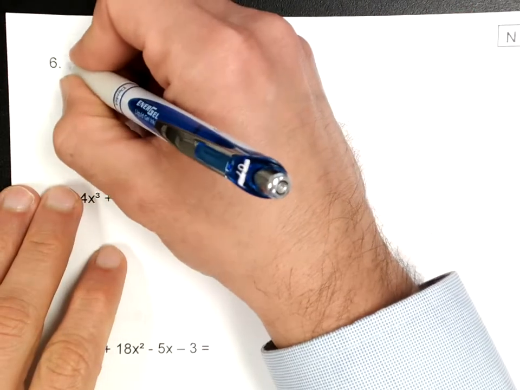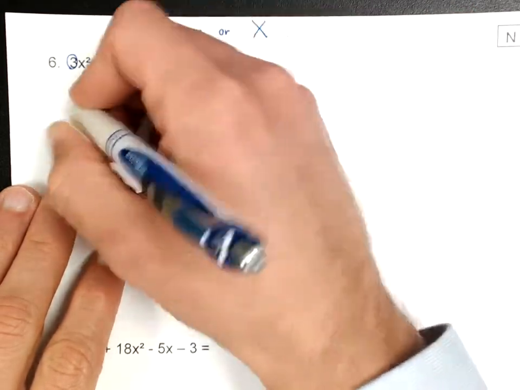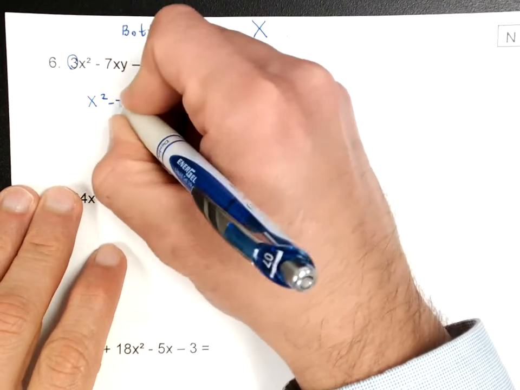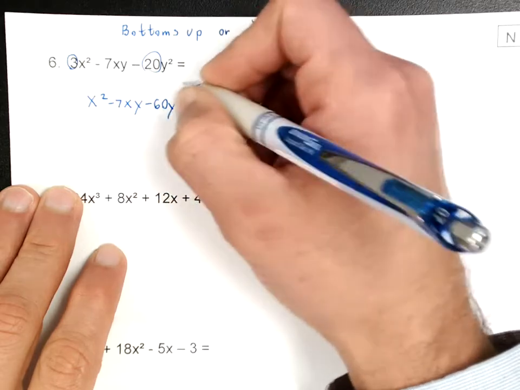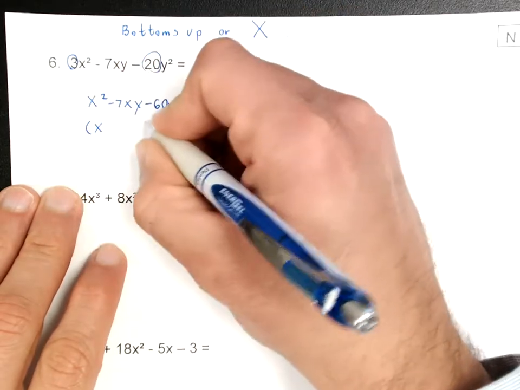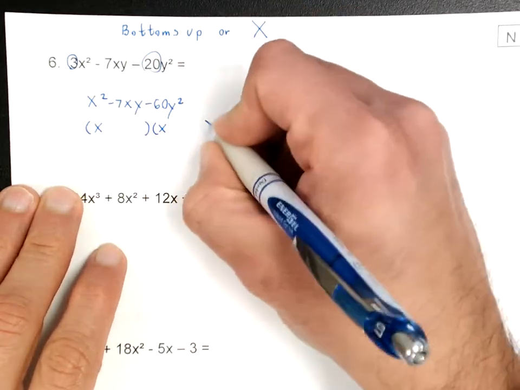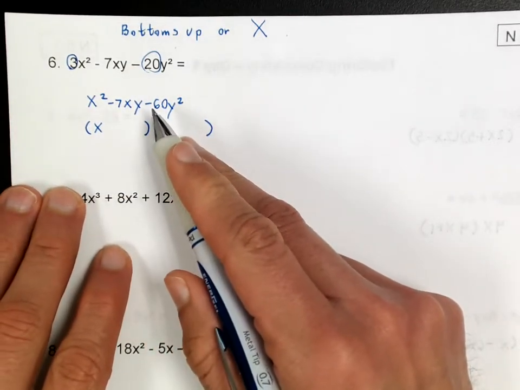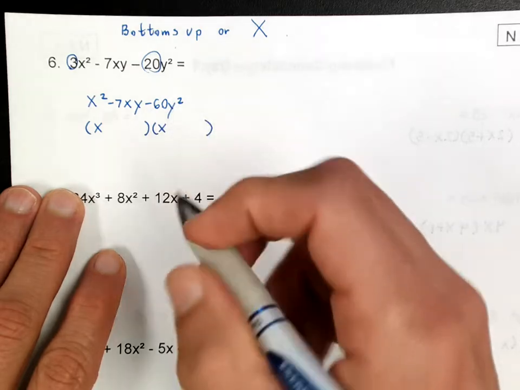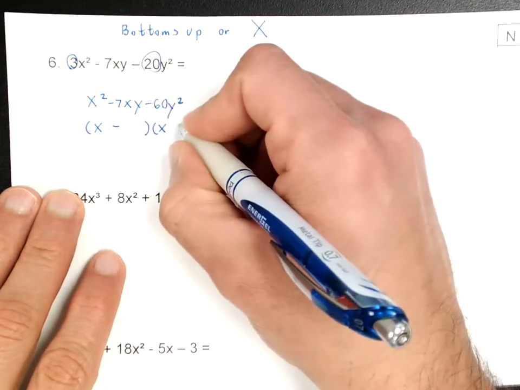With bottoms up, you're going to multiply those two numbers, so you have x squared minus 7xy minus 60y squared. And now, you're going to factor like this. Since you have a negative 60, that means the signs are different. So you have opposite signs, one negative, one positive.